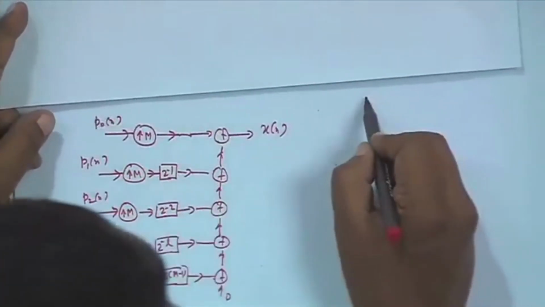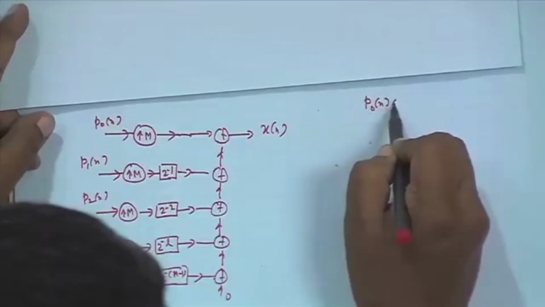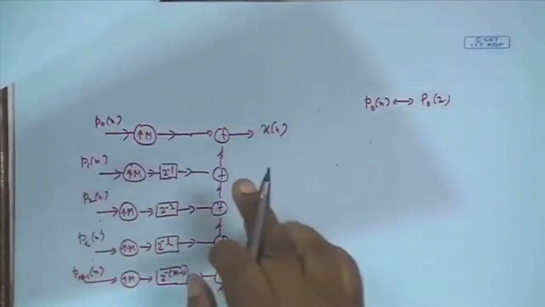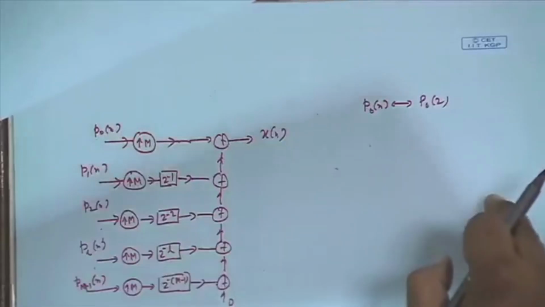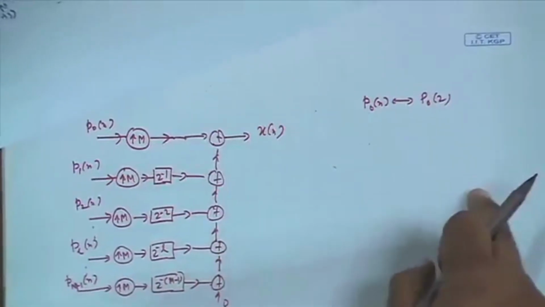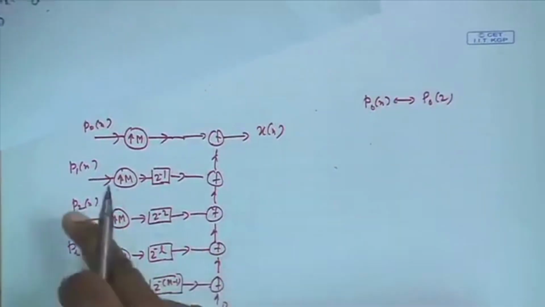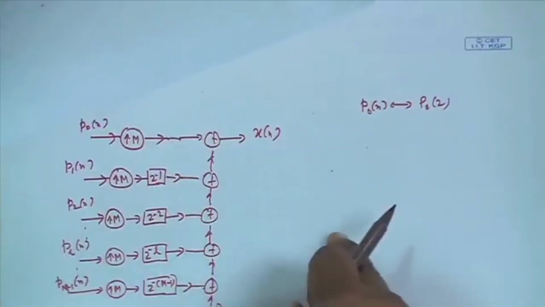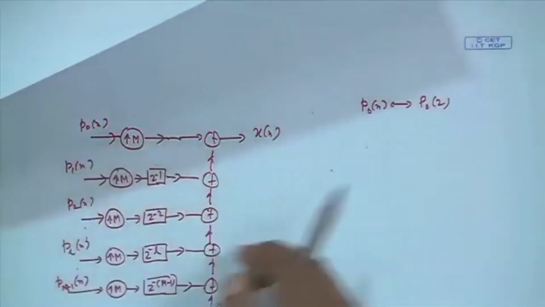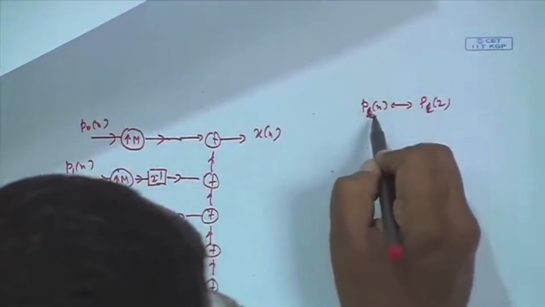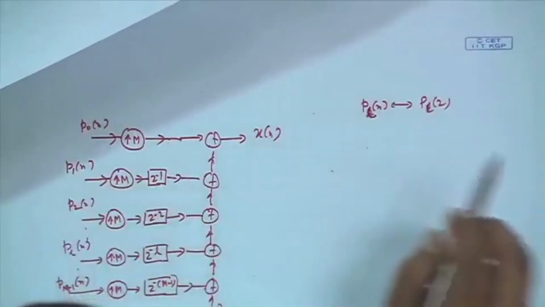If P0n has Z transform capital P0 Z, what is P0n? We have already seen the 0th guy, mth guy, 2mth guy, like that. P1n: first guy at the 0th position, m plus 1th guy at the first position, 2m plus 1th guy at the second position, like that. P2n means second guy at 0th position, m plus 2th guy at the first position, like that. So if this, say PLn for that matter, has PLZ in general, PL is the sequence with Z transform PLZ.